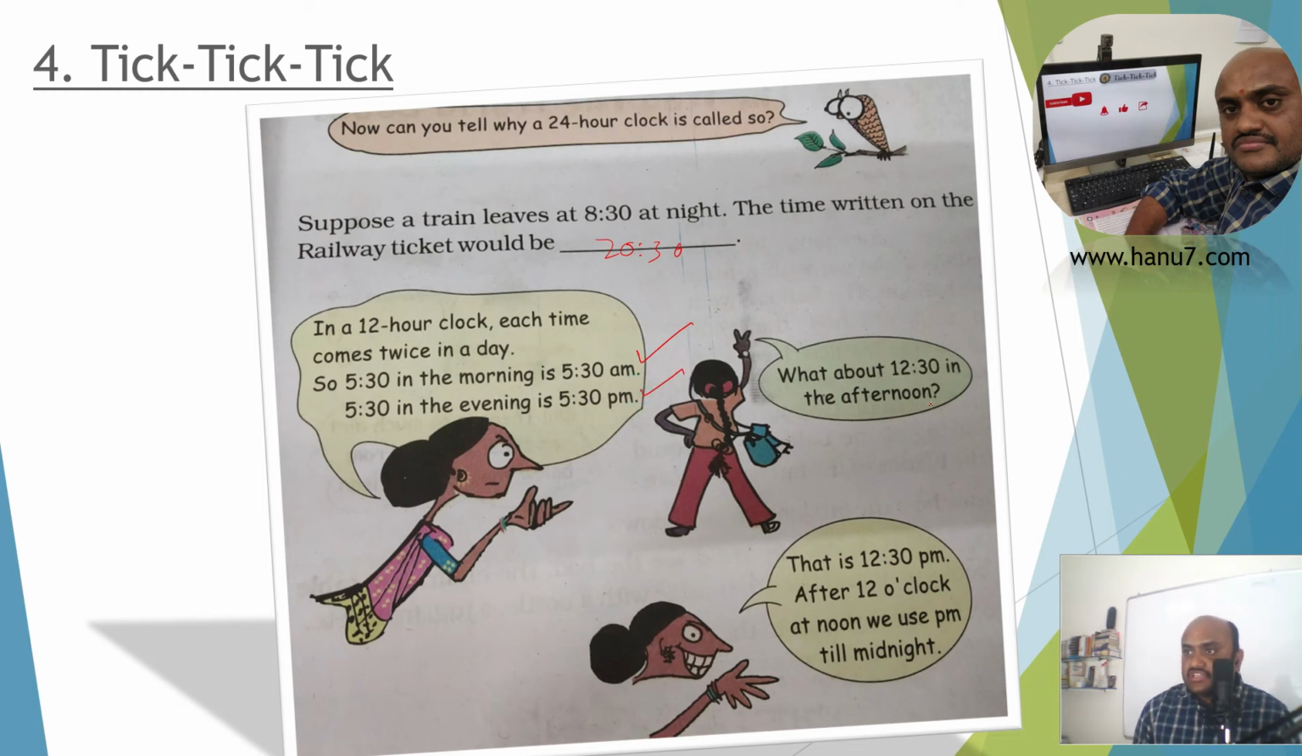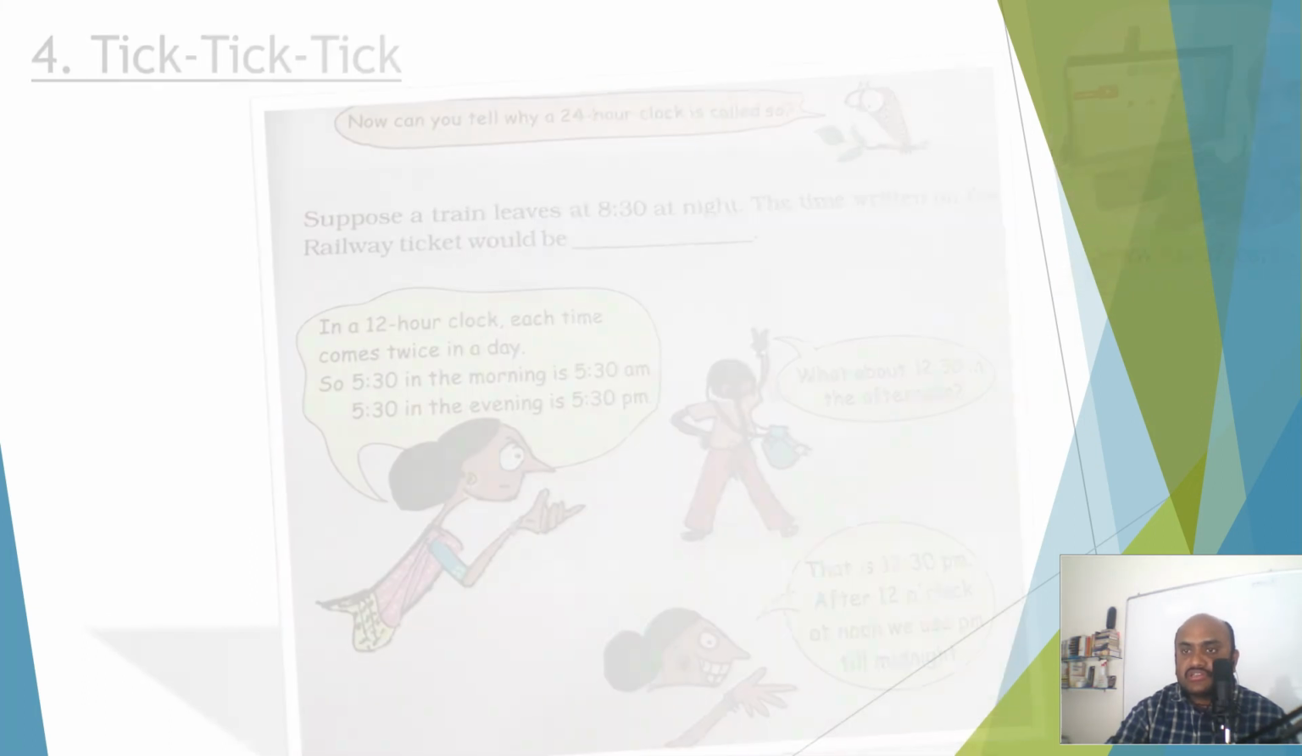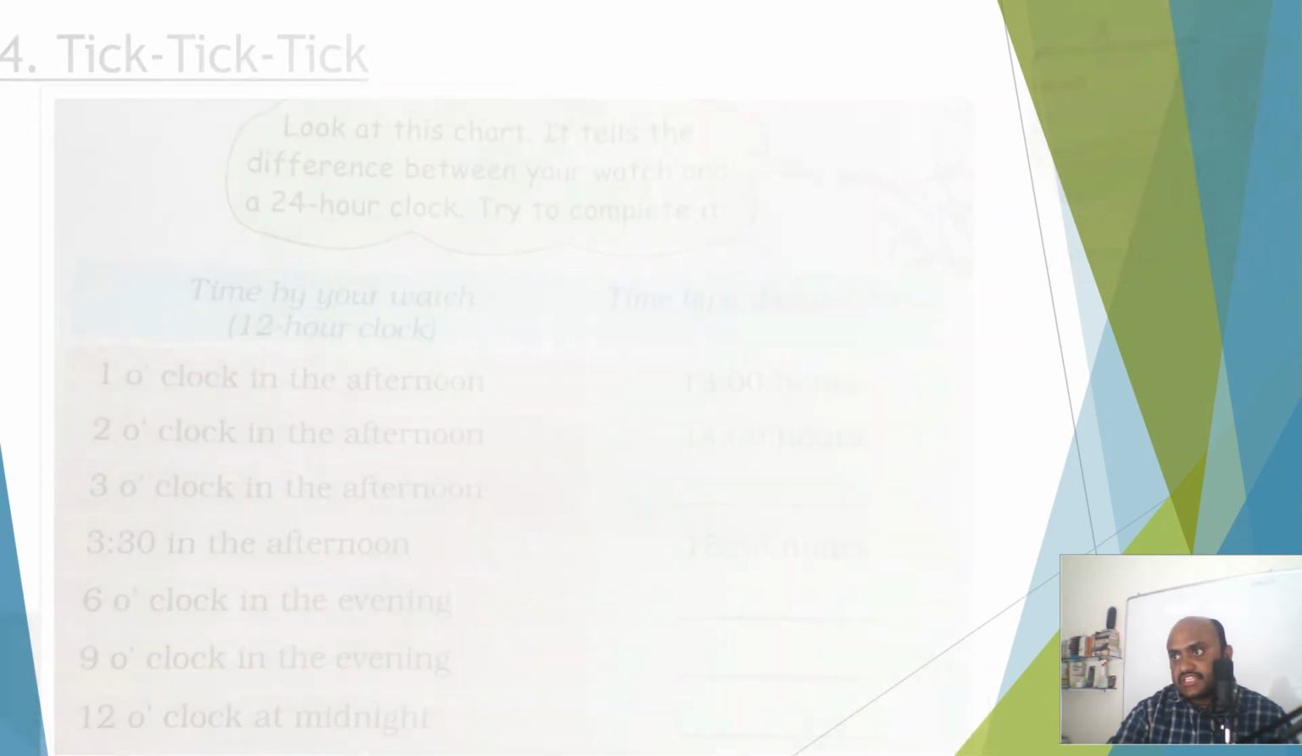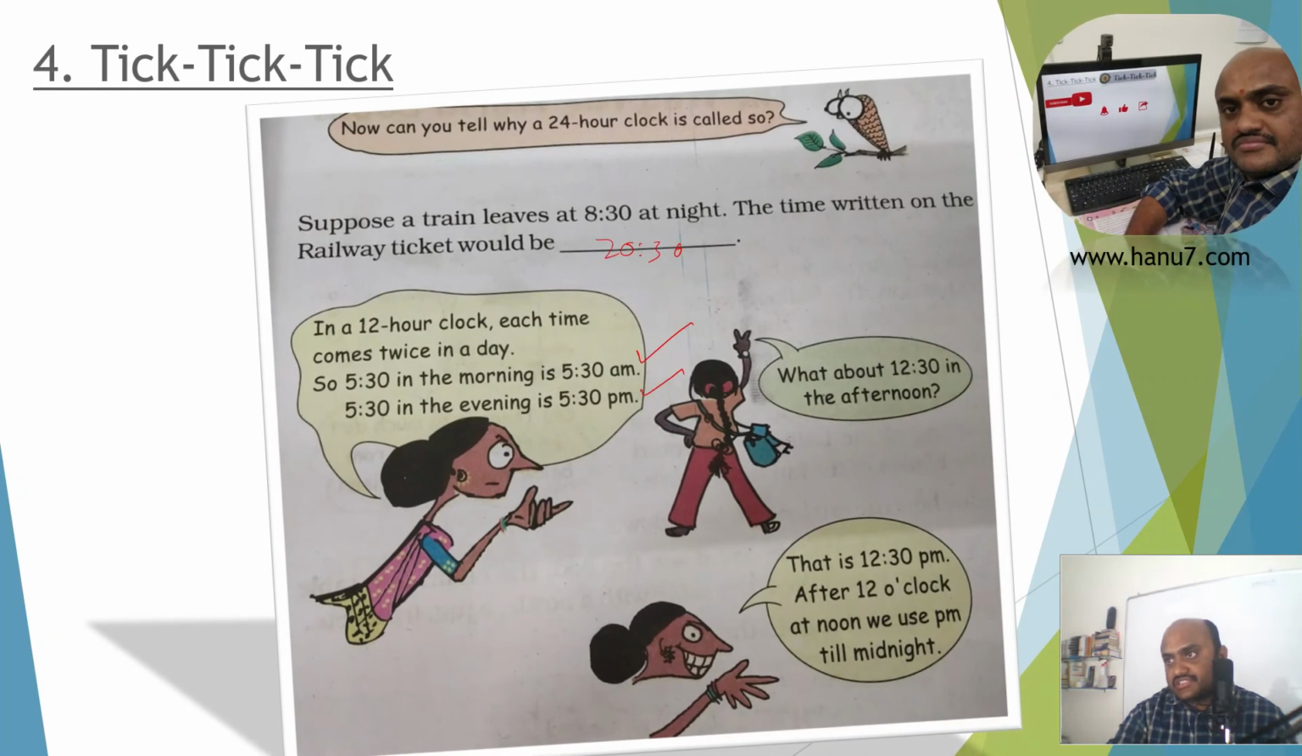So what about 12:30 in the afternoon? Okay, it will be in the afternoon. So he's asking, 12:30 PM means what? What is 12:30 PM or 1 PM? Like we have seen 1 o'clock and then we wrote it as 13 hours. And he is asking us, what about 12:30 in the afternoon? Okay, so we can simply write 12:30. We won't mention PM, so we will write 12:30.